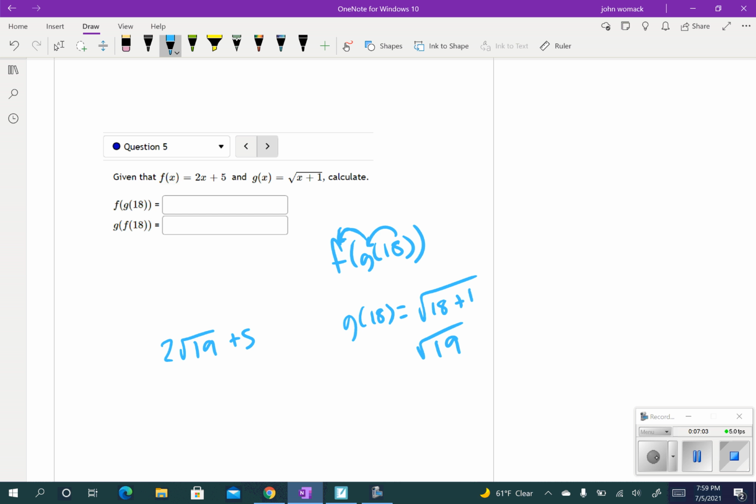Let's just leave the answer like that. If it tells you to approximate it, you can, but this is the exact answer. So I would just type it in just like that, 2 square root of 19 plus 5.